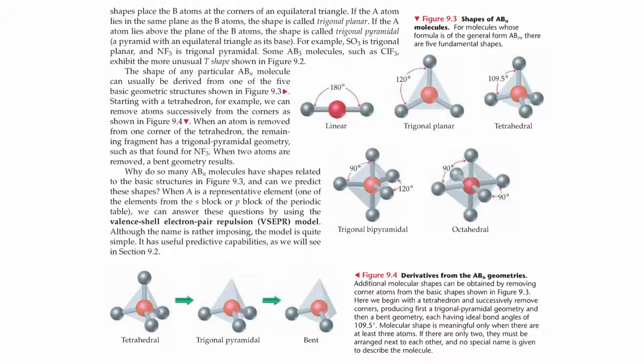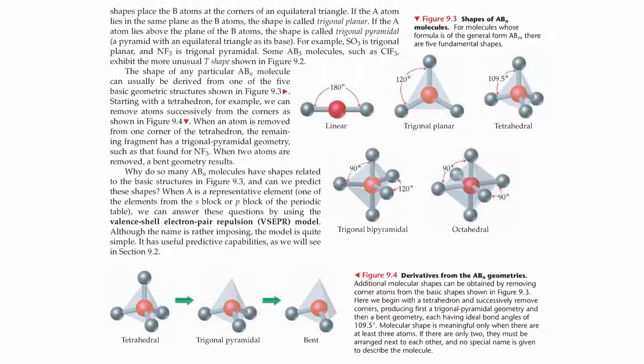For AB3 molecules, the most common shape places the B atoms at the corners of an equilateral triangle. If the A atom lies in the same plane as the B atoms, then the shape is called trigonal planar. If the A atom lies above the plane of the B atoms, the shape is called trigonal pyramidal, a pyramid with an equilateral triangle at its base. For example, SO3 is trigonal planar, and NF3 is trigonal pyramidal. Some AB3 molecules, such as chlorine trifluoride, exhibit a more unusual T shape, shown in Figure 9.2.